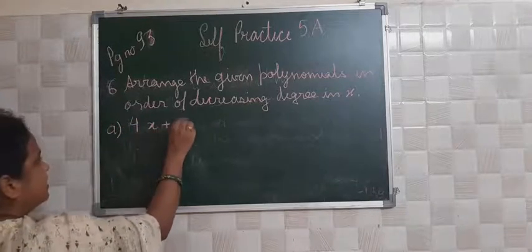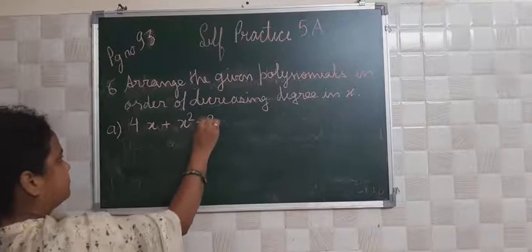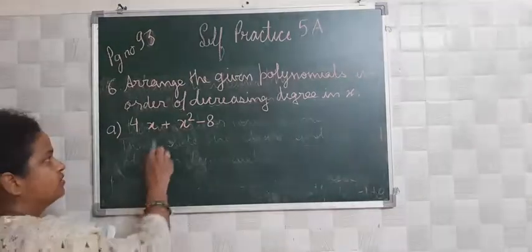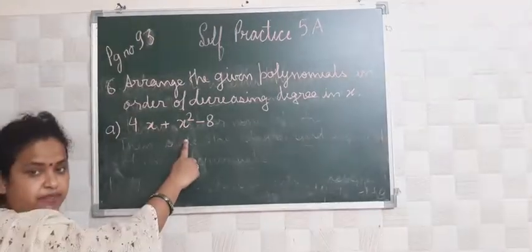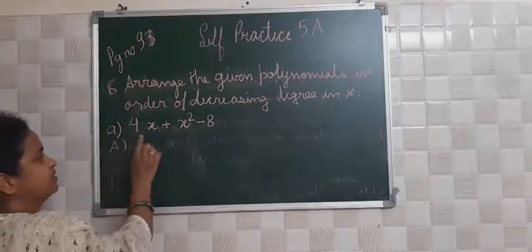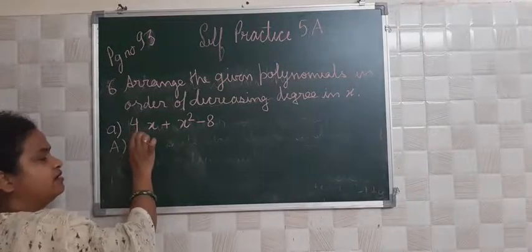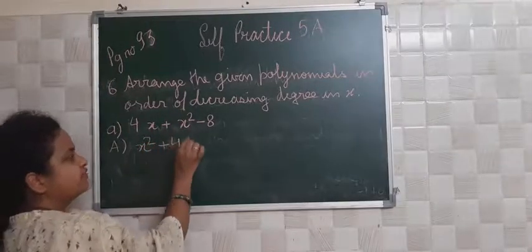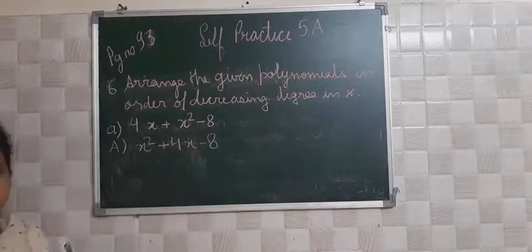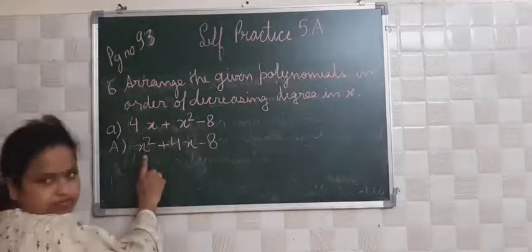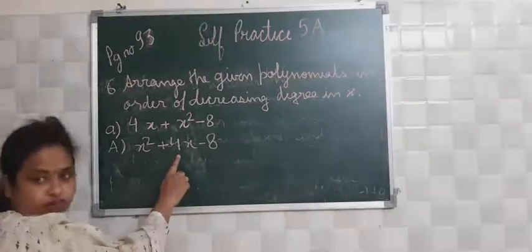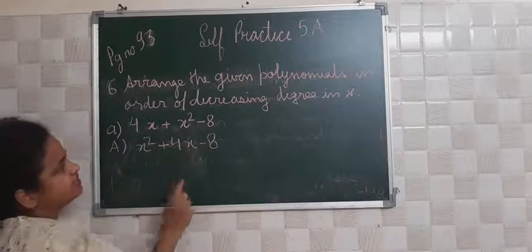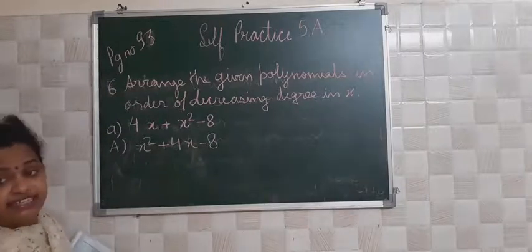So see, first one, your equation is 4x plus x square minus 8. So we have to write in decreasing order of power of x. So here x power is maximum here, so your answer will be x square. Then comes 4x because here 2 power, here 1 power. So plus 4x minus 8. Is it clear? X square plus 4x minus 8. This is called decreasing degree in x.